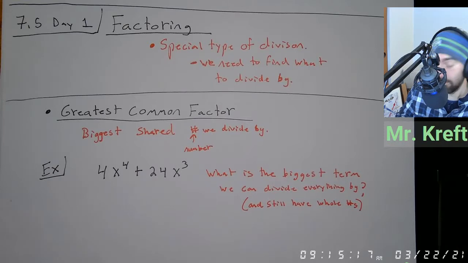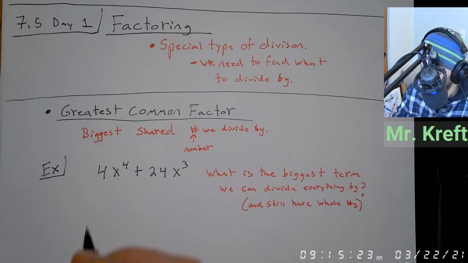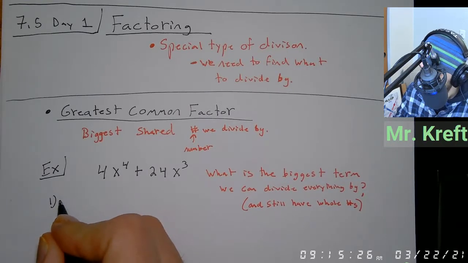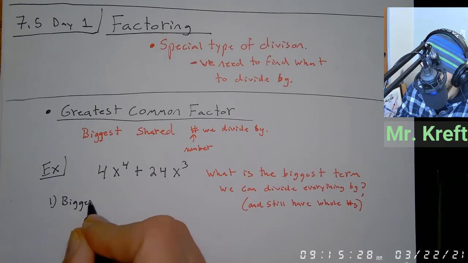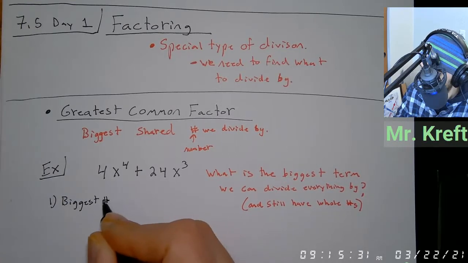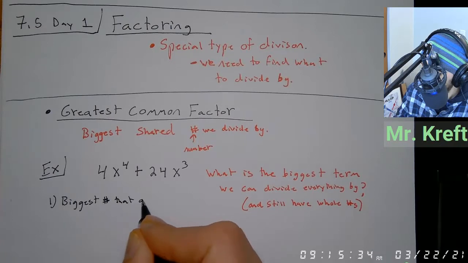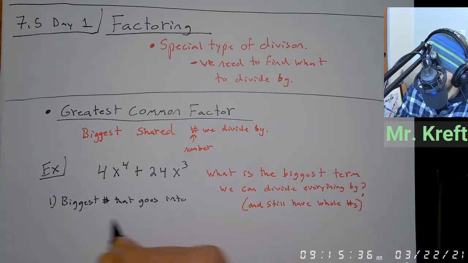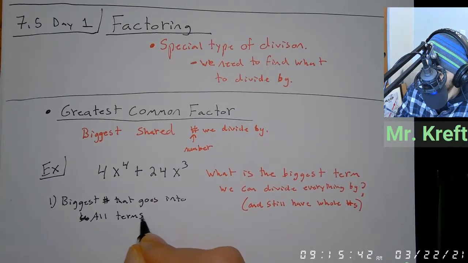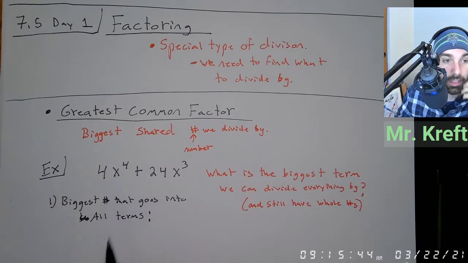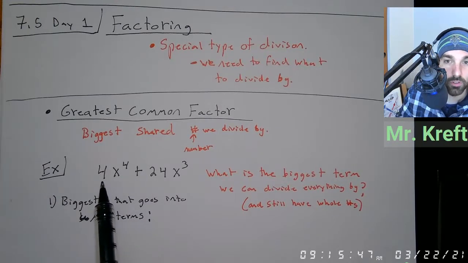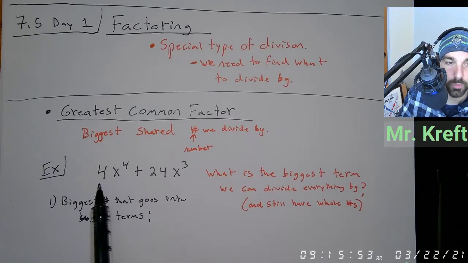So there's two parts to this. We want to look for the biggest number that goes into both and the biggest letter. So step one: biggest number that goes into all terms. What numbers, you guys can use chat, divide into 4 and give us a whole number? Can you give me some examples?